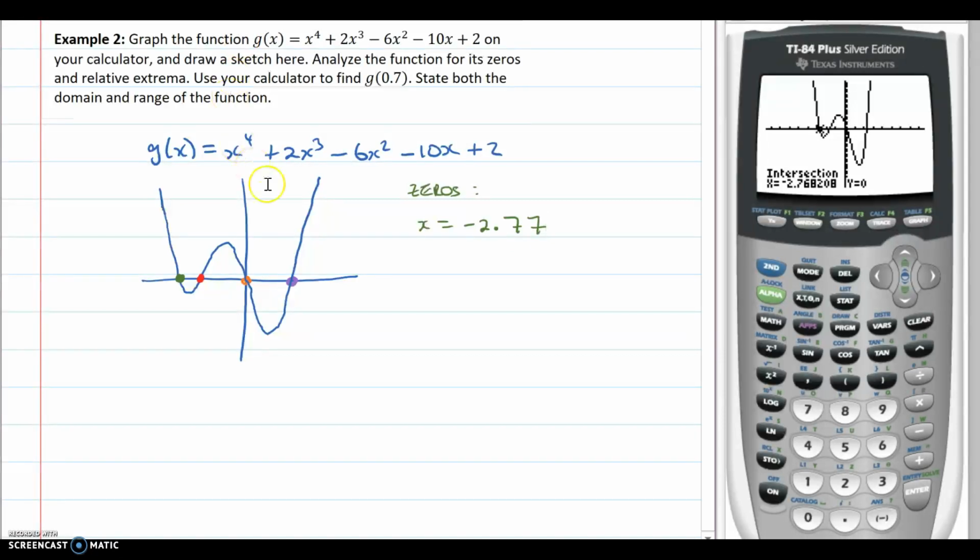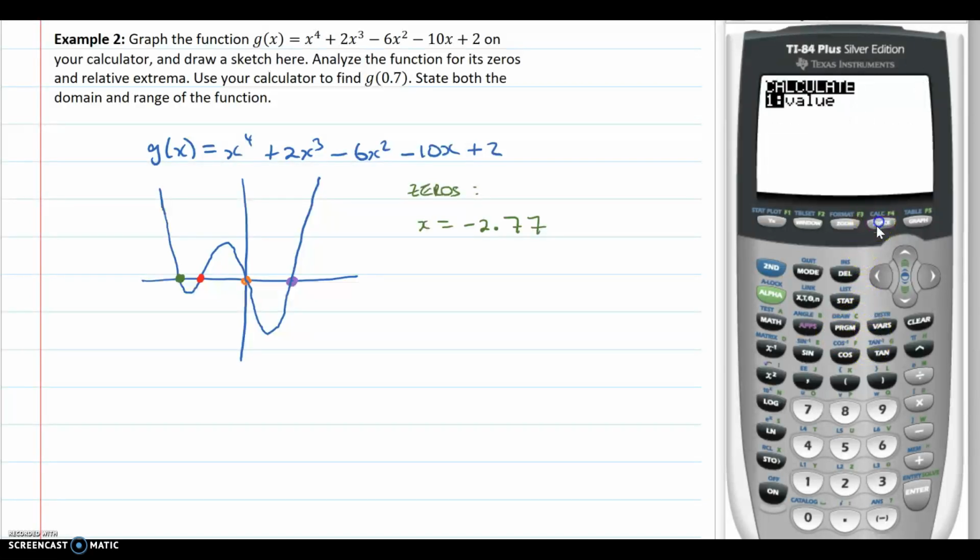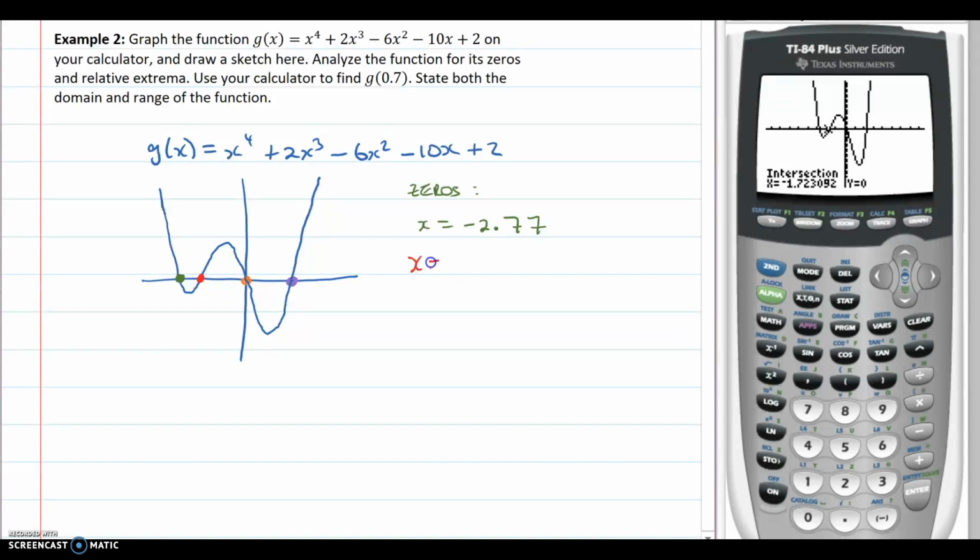So second calc 5. And we move over to where the graph next crosses the x-axis, close to there. Hit enter 3 times, once, twice, 3 times. You get x equals negative 1.72. So x equals negative 1.72.